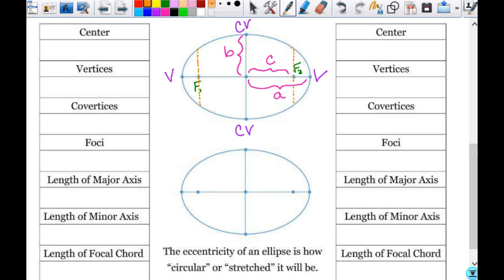The what? The focal chord. Good. So this right here is the focal chord. And if you know that length, then that can help you get an additional point on your ellipse to make your ellipse look better than if you just sketched it by hand.